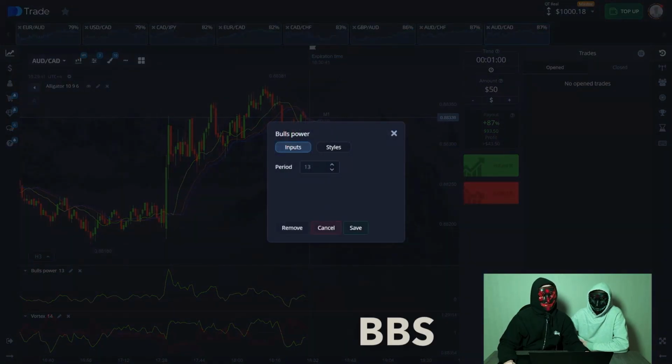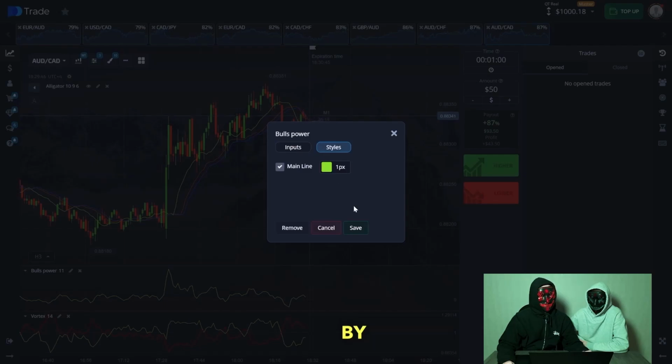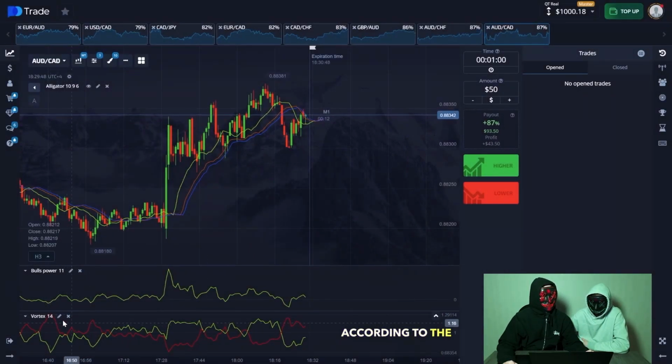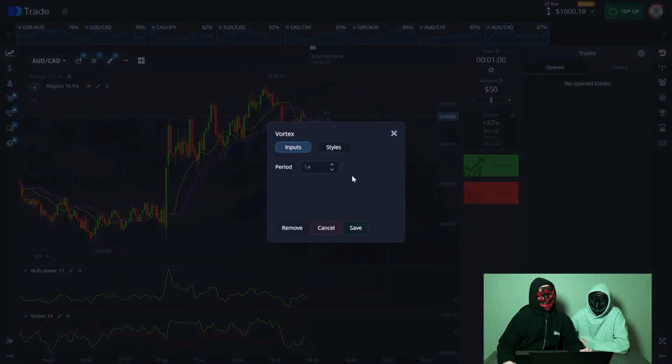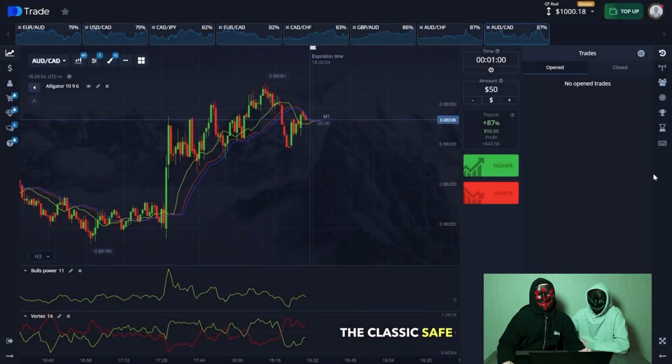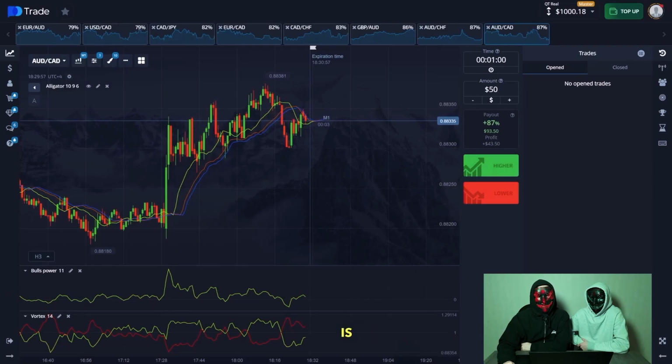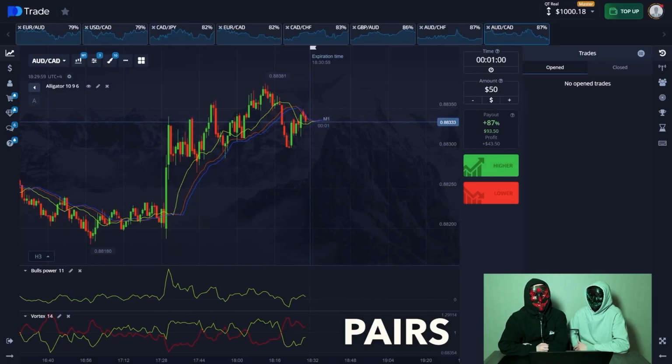We'll also set up the Bull's Power for period 11. You can choose any style here. We have Vortex by default. Here are the settings according to the 14 period style. The classic safe time is 1 minute, the first trade is $50, and several currency pairs start trading now.